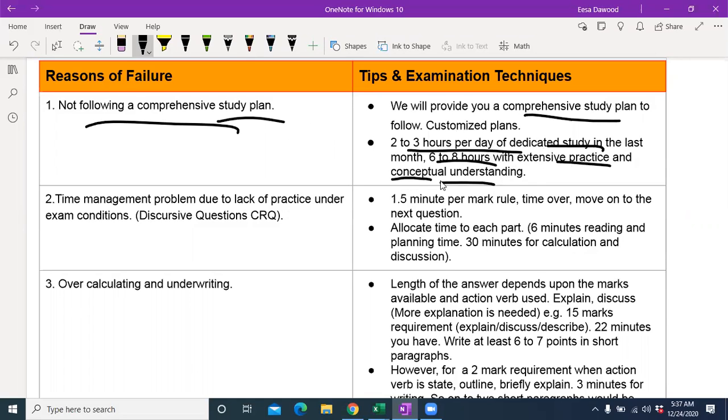Because here, if your foundation is weak, your concepts are weak, and the time is very limited, usually you only have 2.5 months. If you're going to work on the concepts, you will lack in practice somewhere. So you need to extend the time. It's not that I've said 2 to 3 hours and it will work for you. No, it won't work for you.